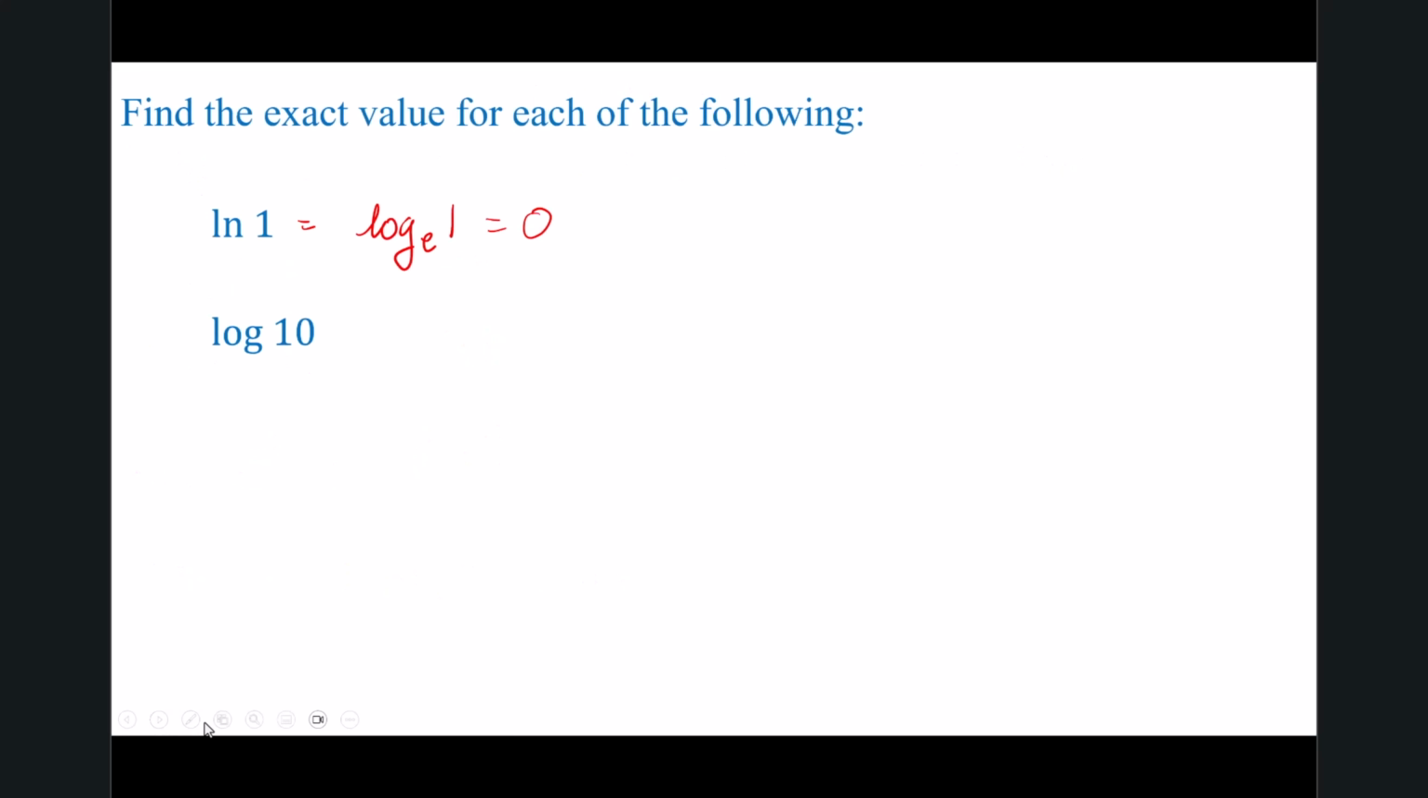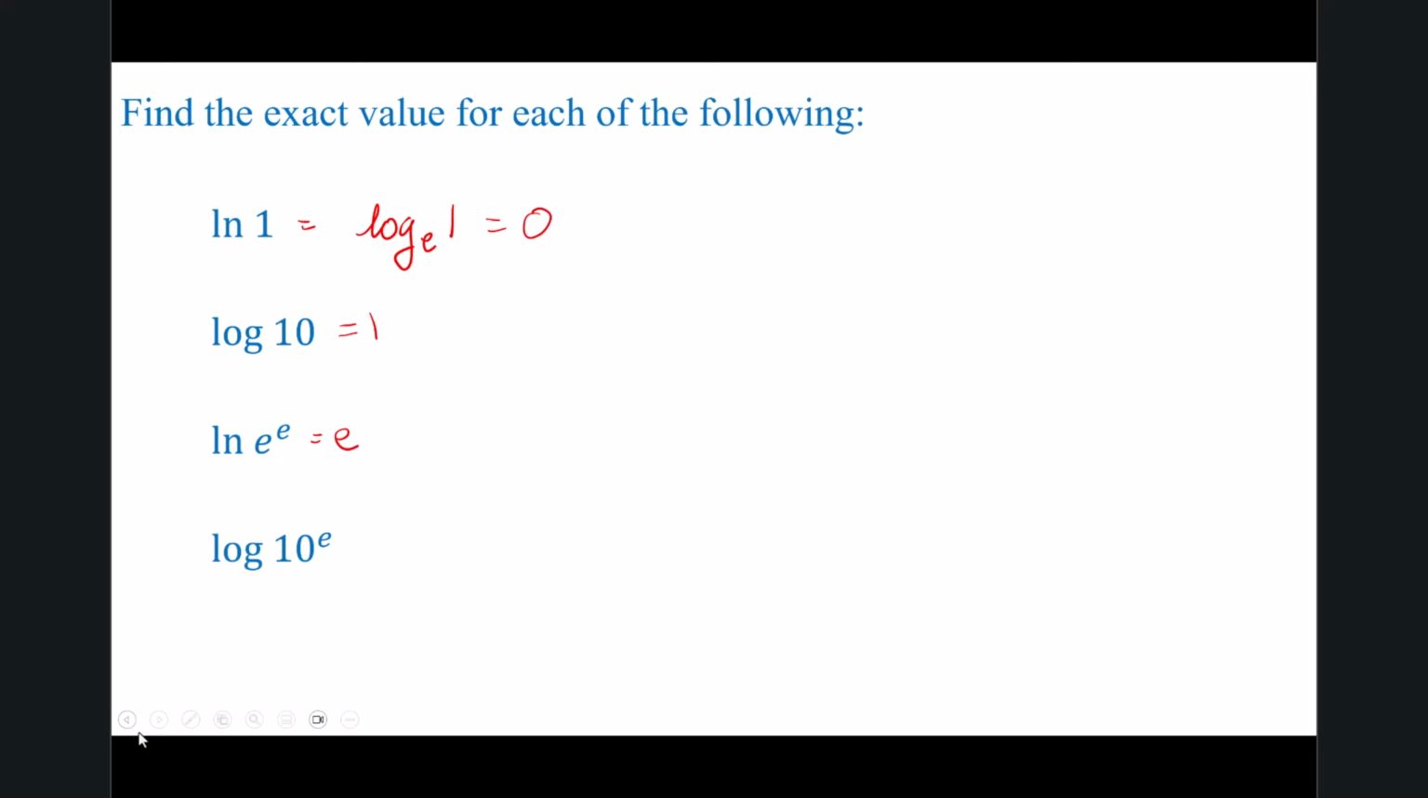How about log of 10? So that's log base 10 of 10. So 10 to what power is 10, which would be 1. Natural log of e to the e. So remember, natural log is log base e. So e to what power equals e to the e? Well, that would be e.